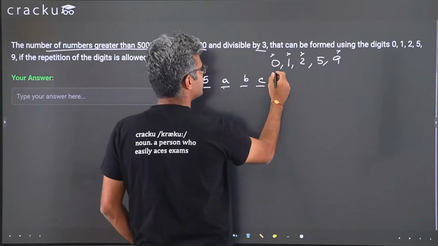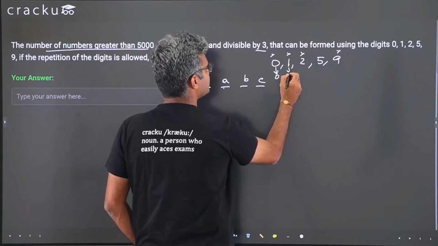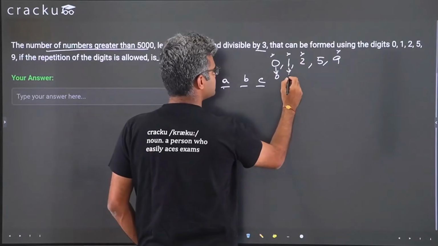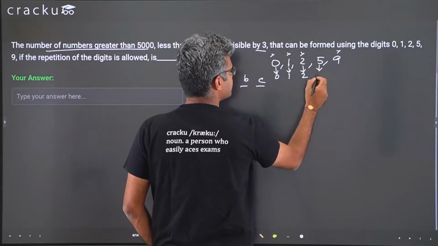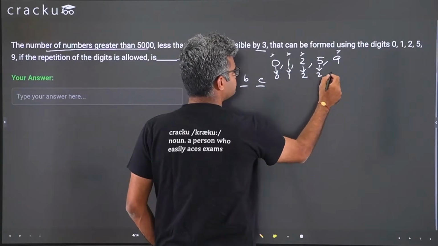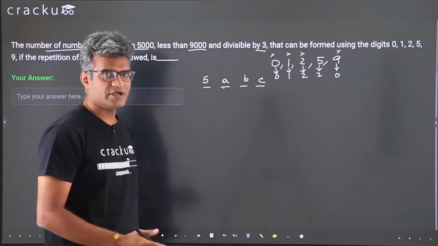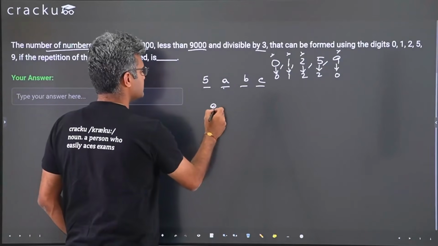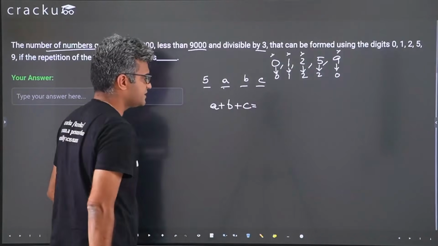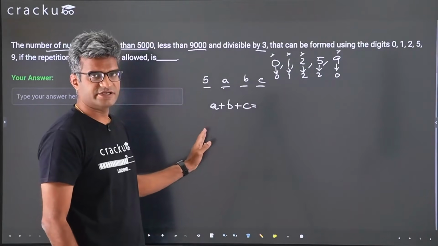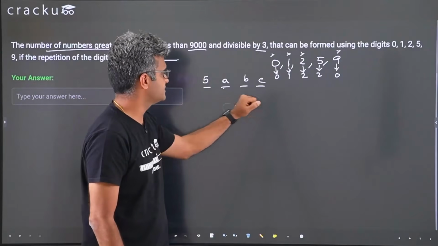What is the remainder when 0 is divided by 3? The remainder is 0. What is the remainder when 1 is divided by 3? Again it is 1. When 2 is divided by 3, it is 2. When 5 is divided by 3, the remainder is 2. When 9 is divided by 3, the remainder is 0. So if you are looking at A plus B plus C, what should be the value of the remainder when A is divided by 3, plus when B is divided by 3, plus when C is divided by 3?